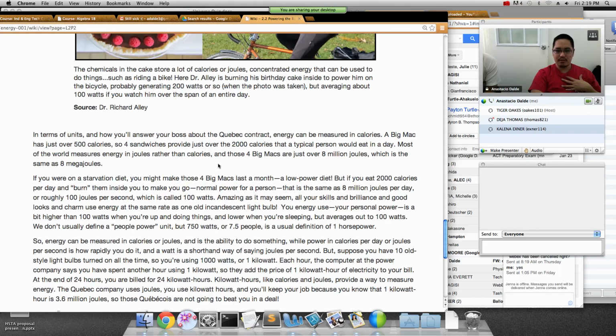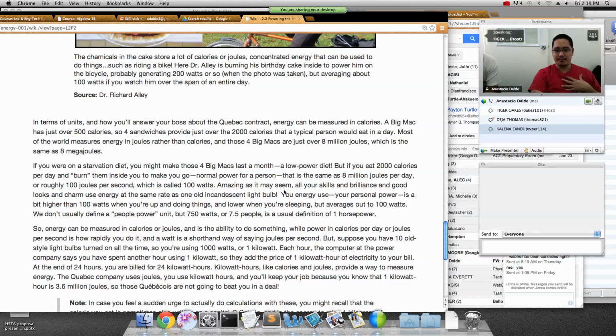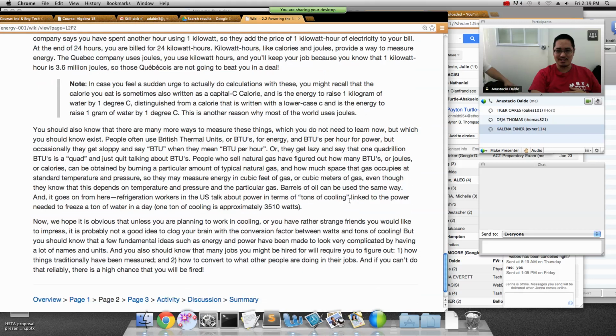And we don't usually define things in terms of how many people power. But if you are equivalent to about a 100-watt light bulb, then 1 horsepower would be 7.5 people. I don't know, I thought it was a funny conversion. But there are other ways to convert things. There are other forms of energy called BTUs, which is British thermal units. That's another terminology they throw out there.